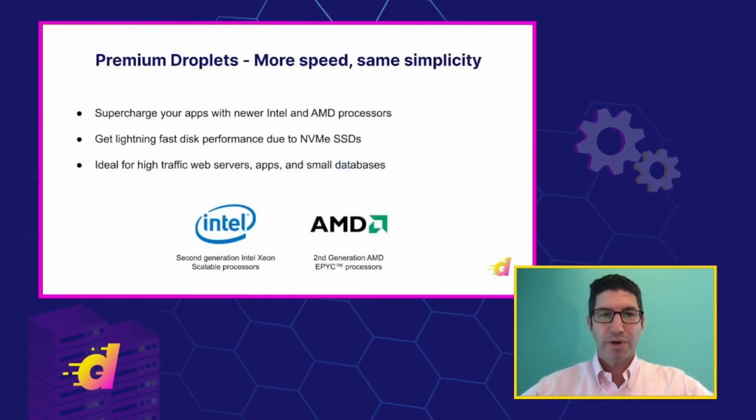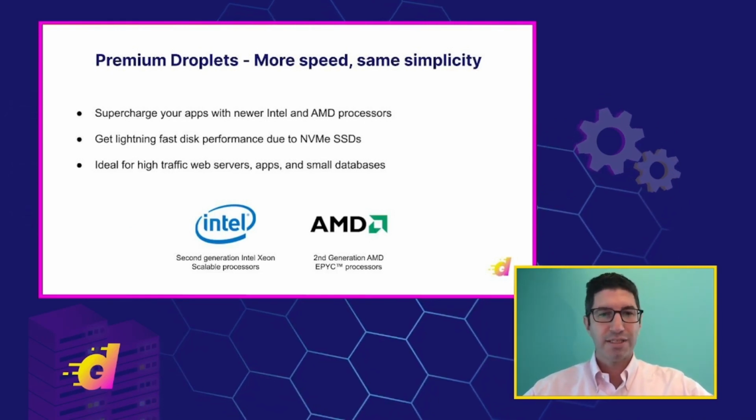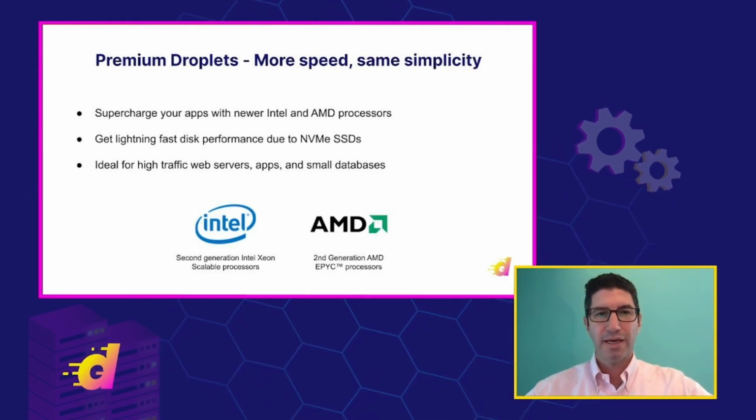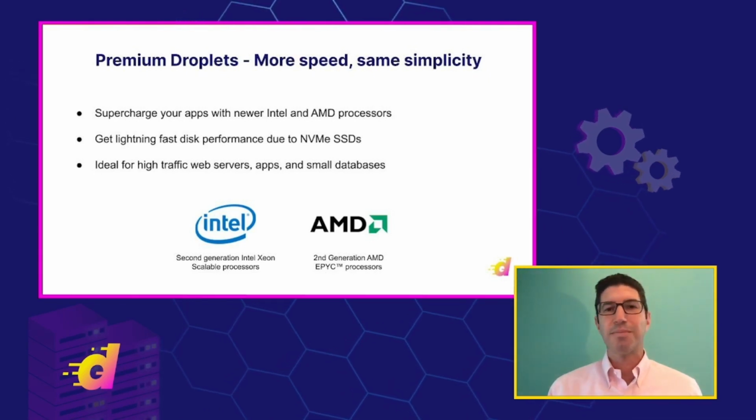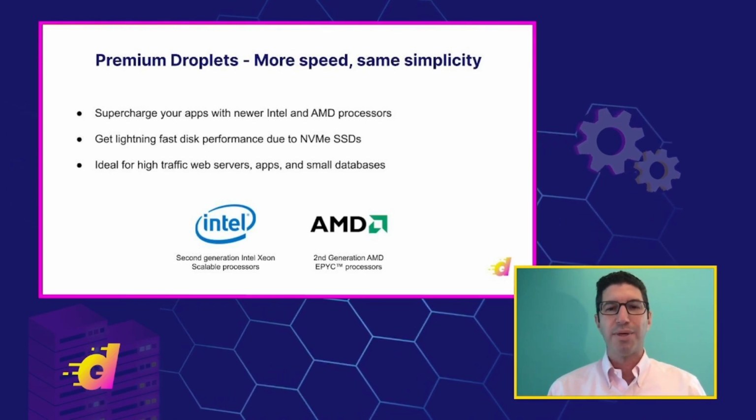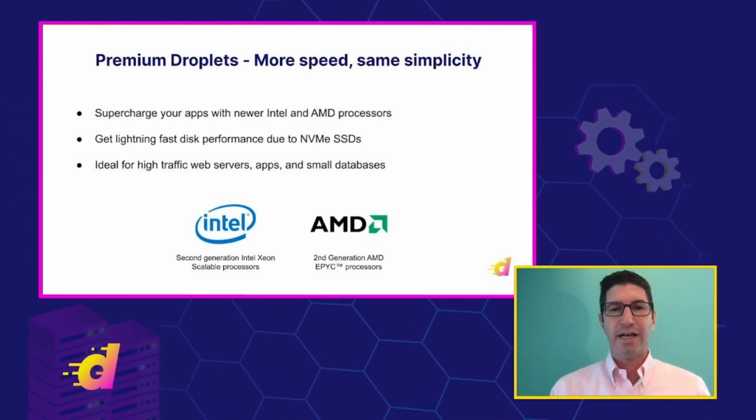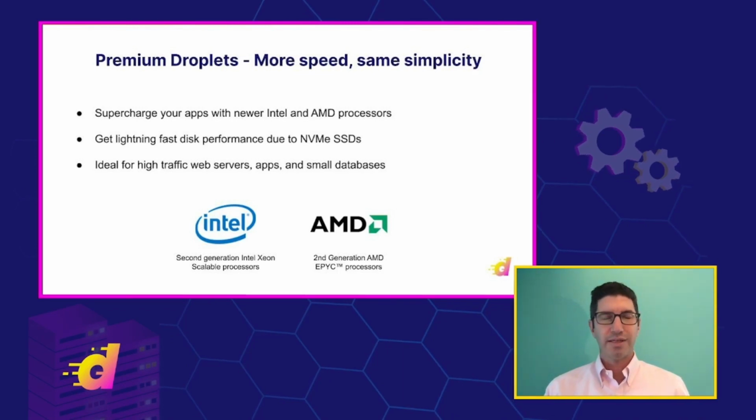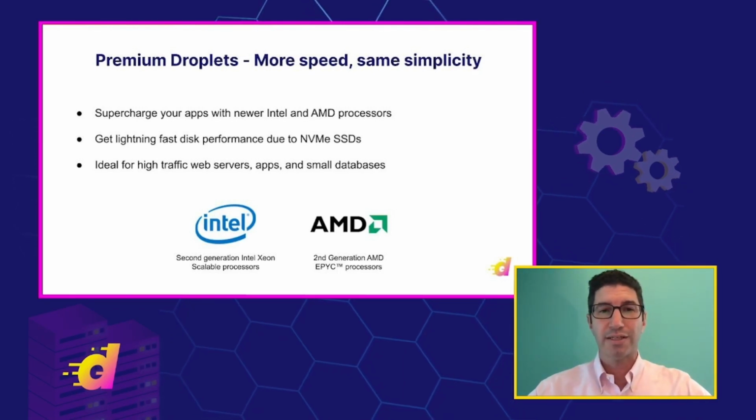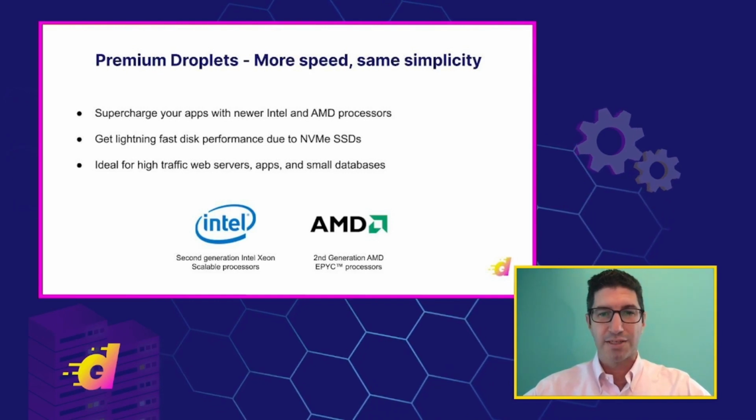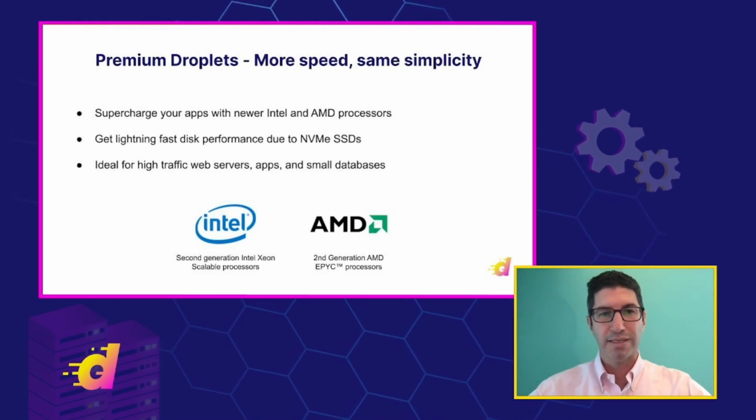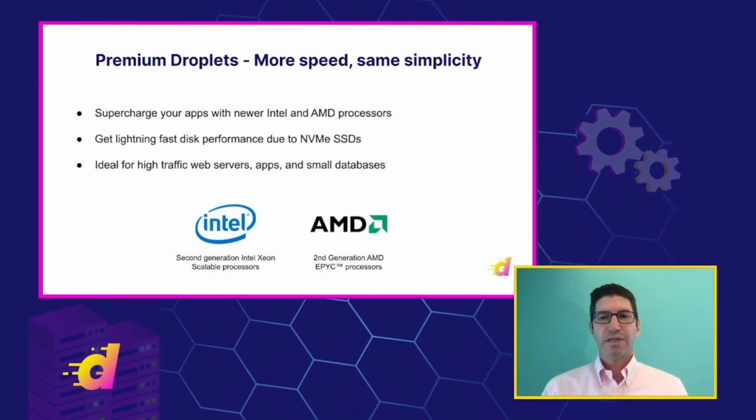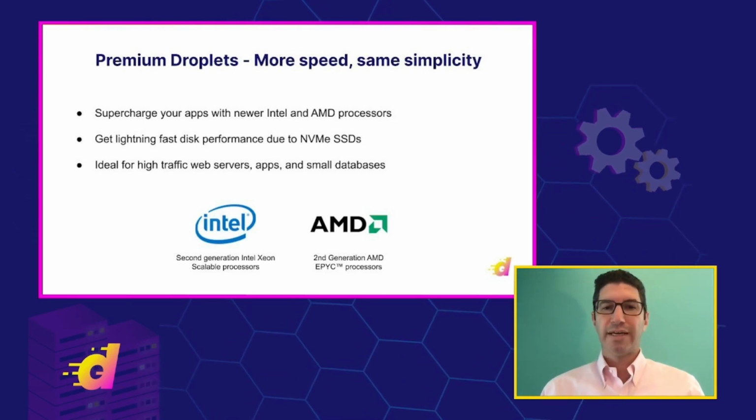So taking a look in more depth at our most popular product, Droplets, we continue to innovate with Droplets by introducing premium Droplets. This gives you more speed with the same simplicity. So you now have the ability to choose specific Intel or AMD processors, including the second generation Intel Xeon processor, second generation AMD EPYC processors. And those are paired up with NVMe storage, which really boosts the performance. And so for just an incremental cost increase, you get a lot more power.